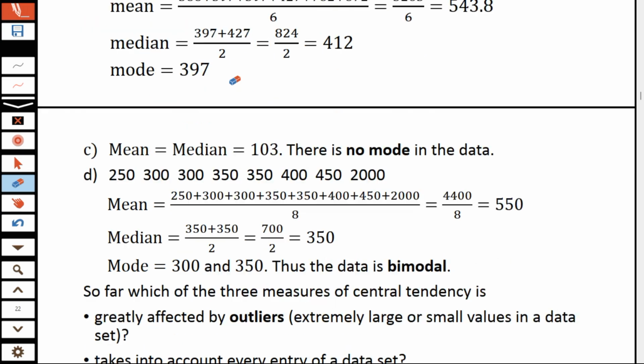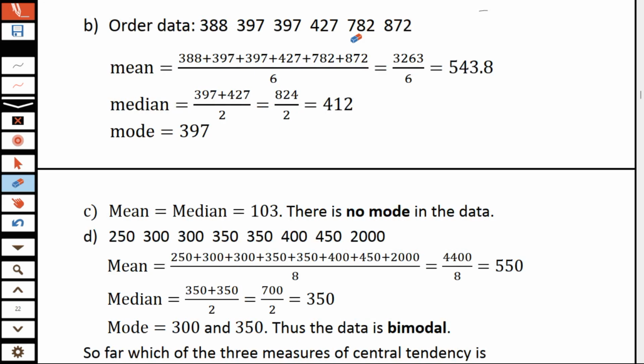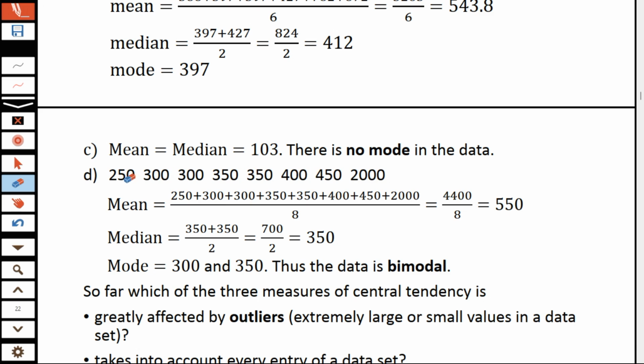Yes. So for the D question, the D question is already arranged in order, right? So we have to find our mean. You have to just add everything up here and divide it by the n. And you see that our n is 8, when we count it, 1, 2, 3, 4, 5, 6, 7, 8. So here it will be 250 plus 300 plus 300 plus 350 plus 350 plus 400 plus 450 plus 2000 divided by 8. And then when you do it correctly, you are going to get 550.